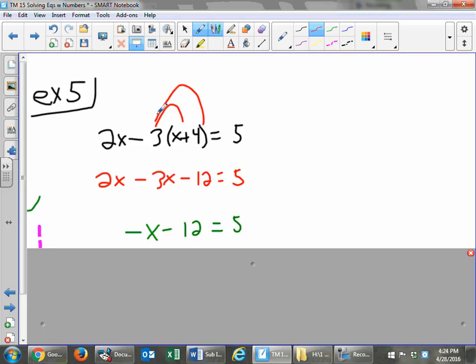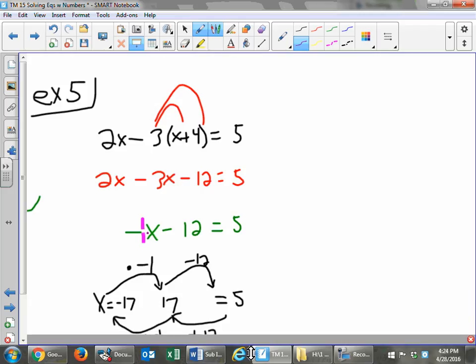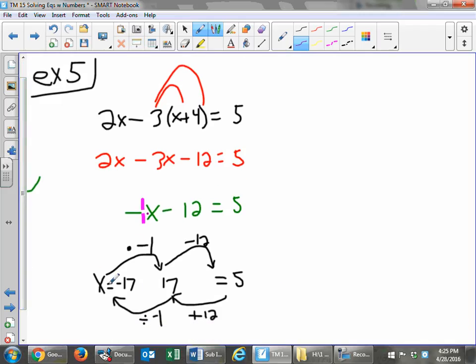Now I can build my arrow diagram. Now this one's a little bit weird in that it has that negative x there, and that is like a negative 1 times x. So when I build my arrow diagram, the first thing I'm going to have is times negative 1, because multiply before you subtract. So I start with my variable, multiply before you subtract, PEMDAS. And if I start with the right number, I should get 5 out.